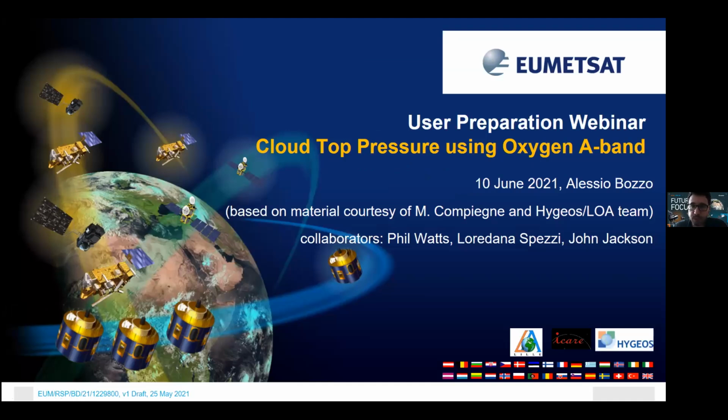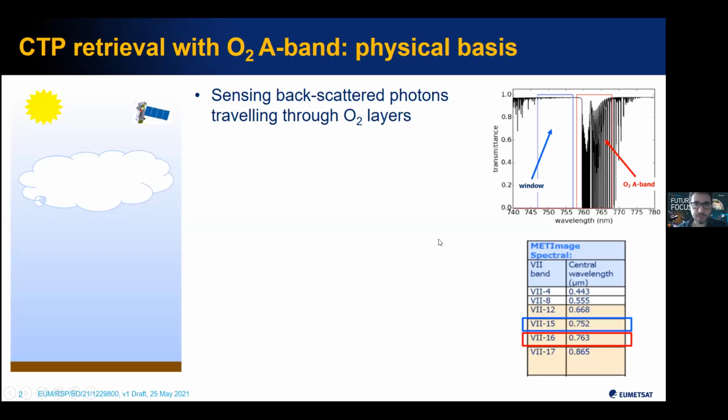So is cloud top pressure retrieval different from what we saw already for OCA, what was presented already by Phil. For this presentation, I have to thank especially the team at Igeos and Deloitte, Mathieu Compagnie especially, because that was part of a project that they ran for us for testing the capability of this type of retrieval for VII. So very briefly, showing the physics behind how such a retrieval would work.